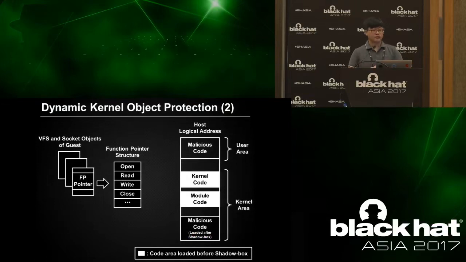Function pointers could also be dynamic kernel objects, and rootkits modify them to hide themselves and do malicious behaviors. To protect function pointers, Shadowbox checks periodically if they point to the protected kernel address space or not using VM preemption timer. The concept of Shadowbox is to protect loaded kernel, and this means that function pointers should point to the inside of kernel code or module code.